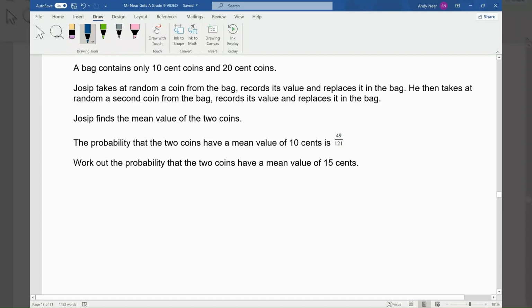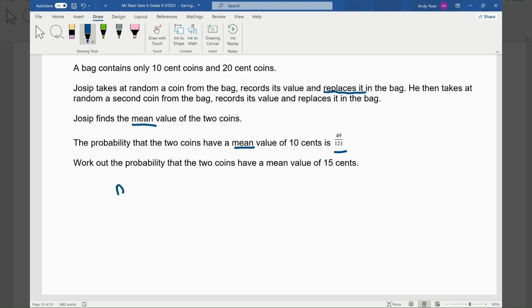So a probability question: a bag contains only 10-cent coins and 20-cent coins. Joseph takes a coin at random, records its value, and replaces it in the bag. He then takes a second coin and replaces it in the bag. He finds the mean of the two coins. The probability that the two coins have a mean of 10 is 49 on 121.